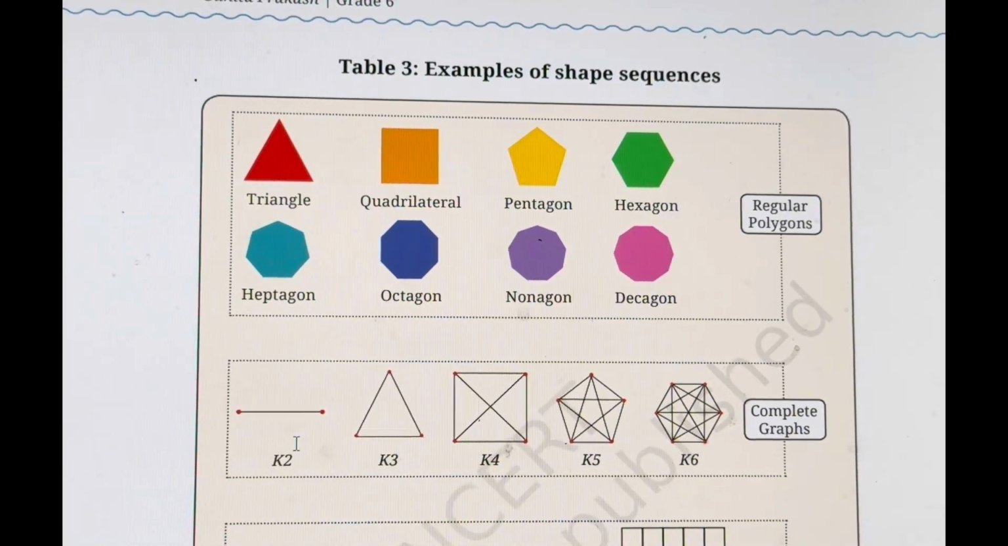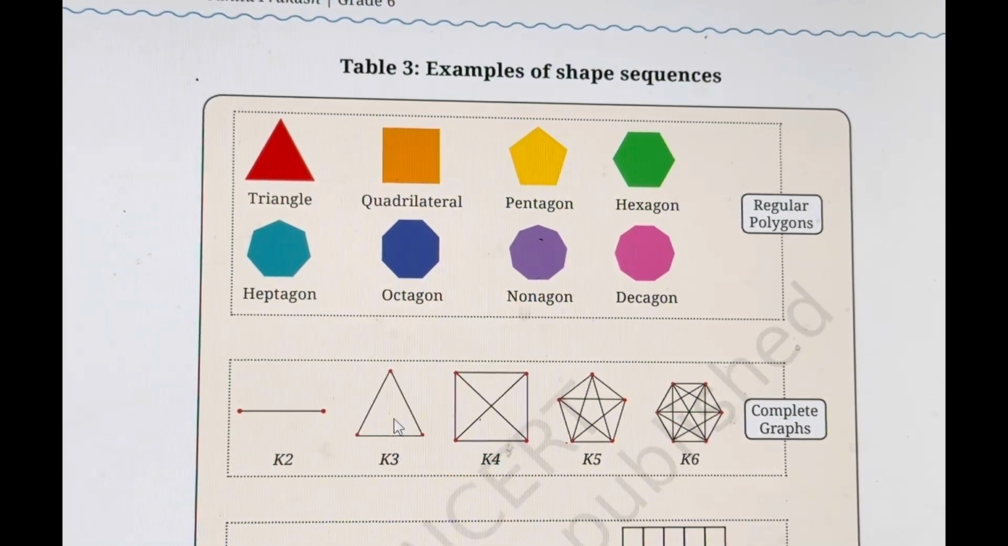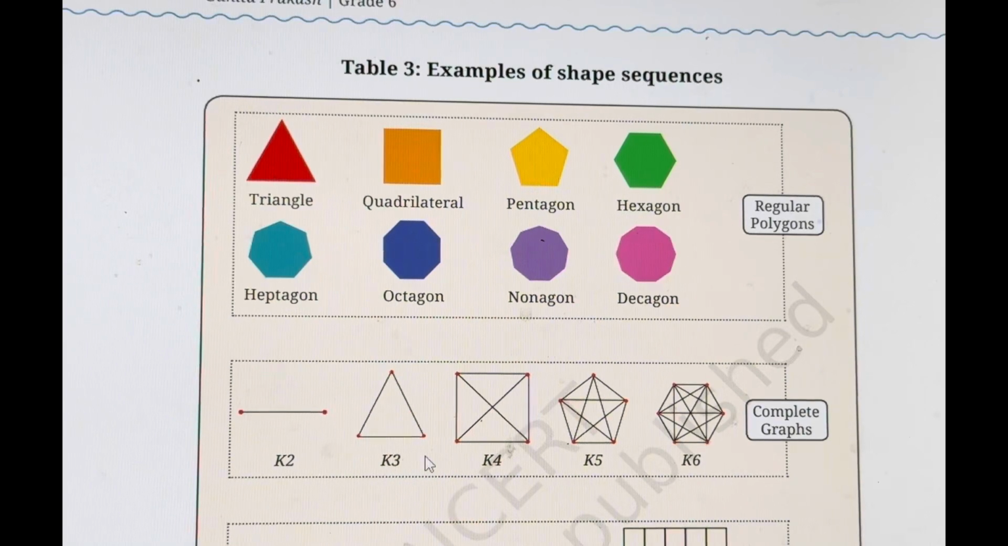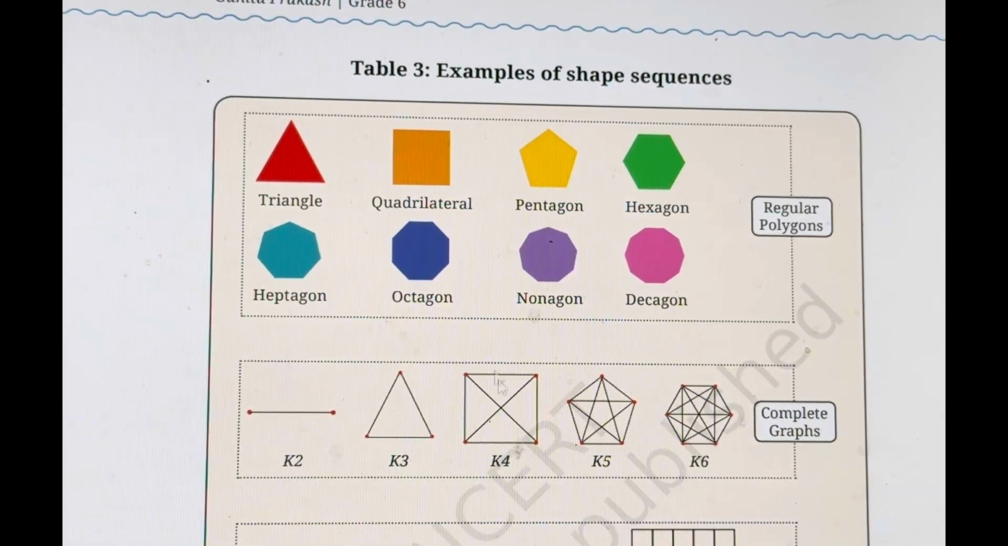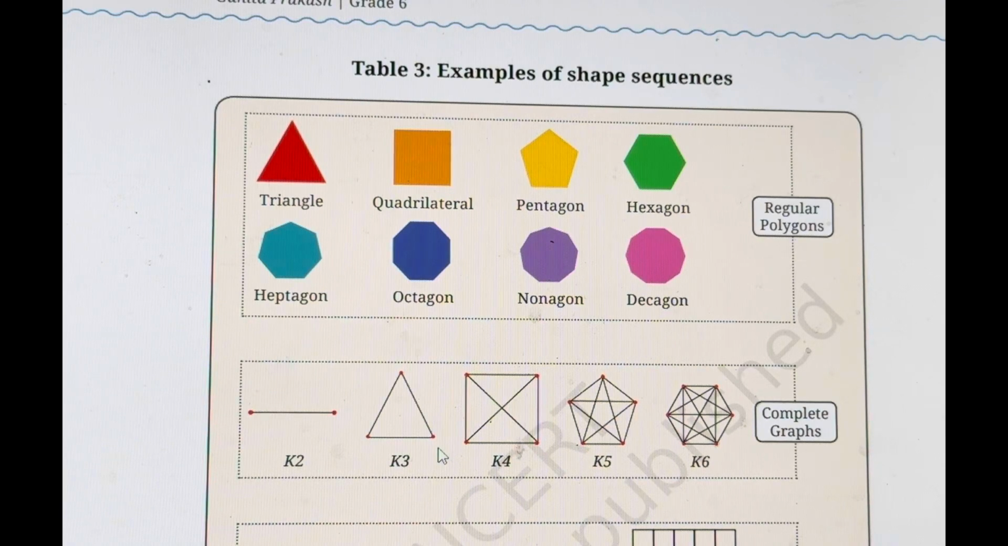So the first number is 1. Then K3, it has 3 dots and the number of lines is also 3. Now 4 dots, 1, 2, 3, 4. Now if we count the number of lines here, 1, 2, 3, 4, and then diagonal lines, 5 and 6. So total how many lines you are getting over here is 6 lines, right?